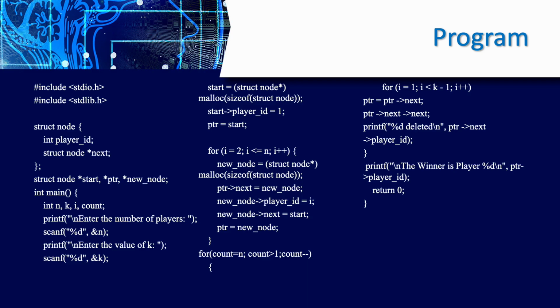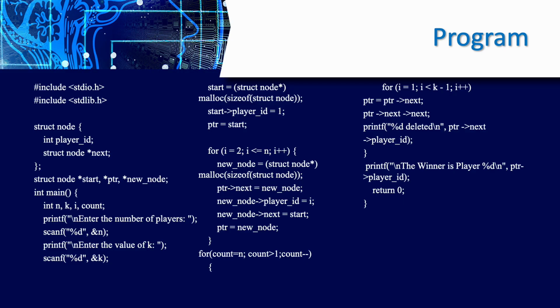So this is the program to eliminate a person from the circular linked list. First we need to define a node structure for a circular linked list. Here the structure name is Node, and we need a player ID.